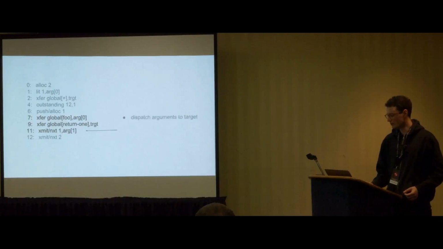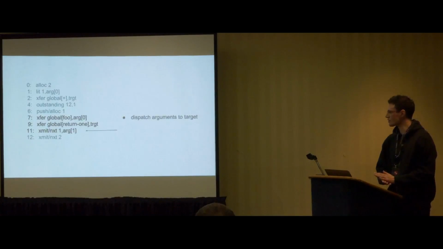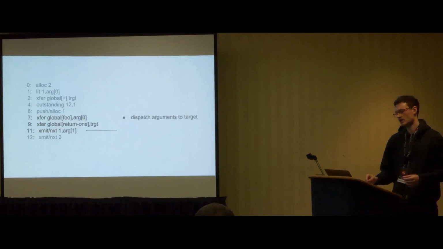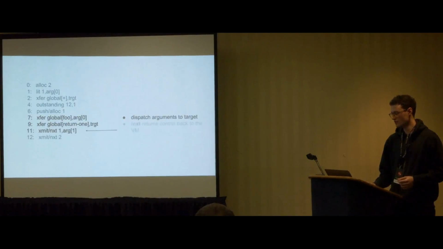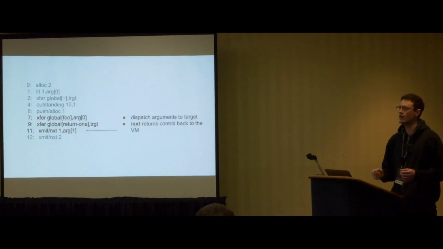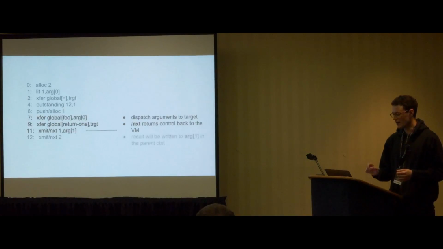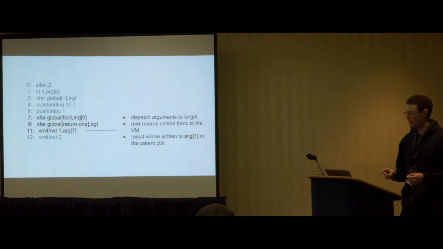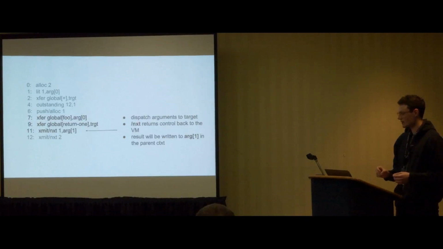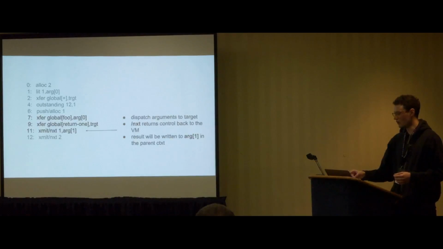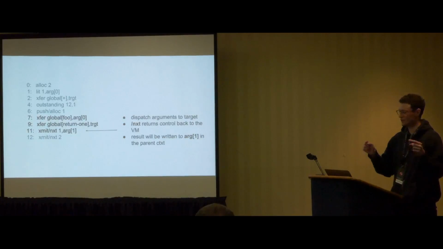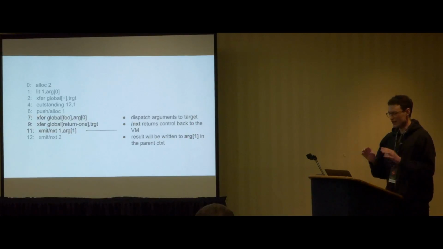And now what the XMIT opcode does, in general, is it dispatches the arguments to the target. The next here means that after the dispatching, we will return control back to the VM. That means that the VM then will go back to the strand pool and get the next context. The arg1 here means that the result of the dispatch will be written into arg1, which is the second argument position in the tuple, and written back into the parent context, because that's where we want to have it.